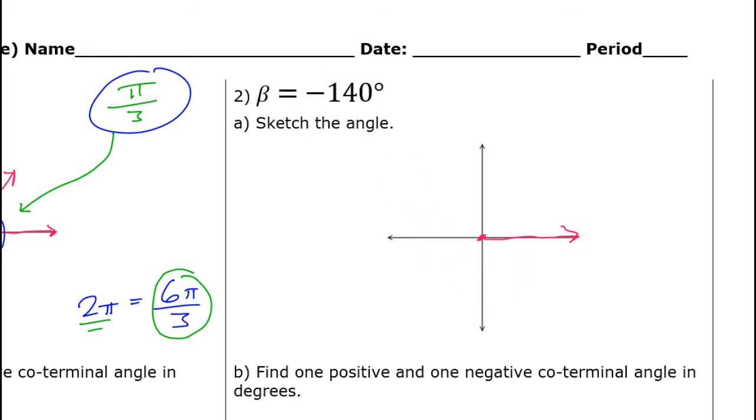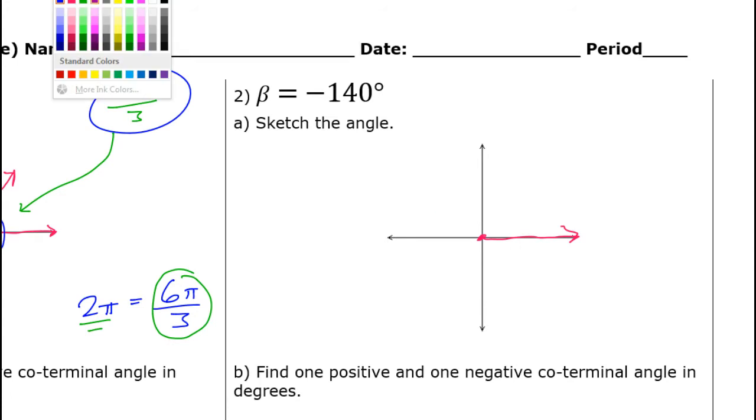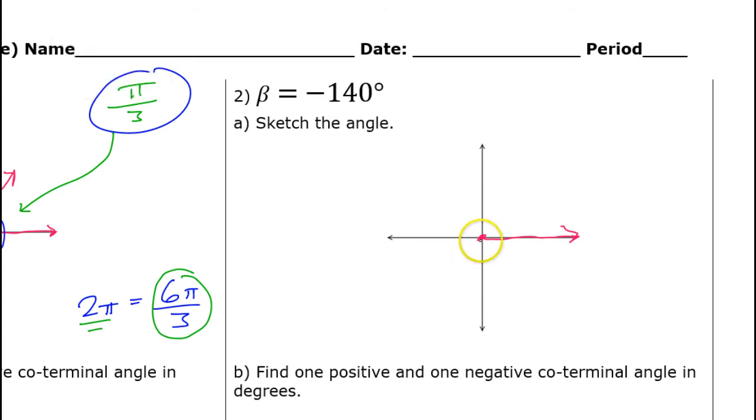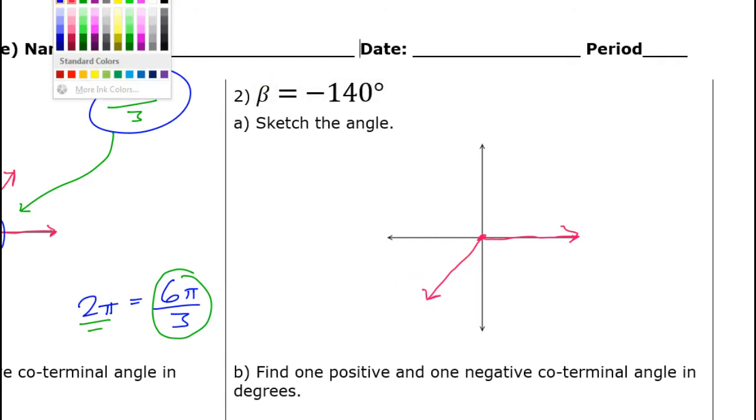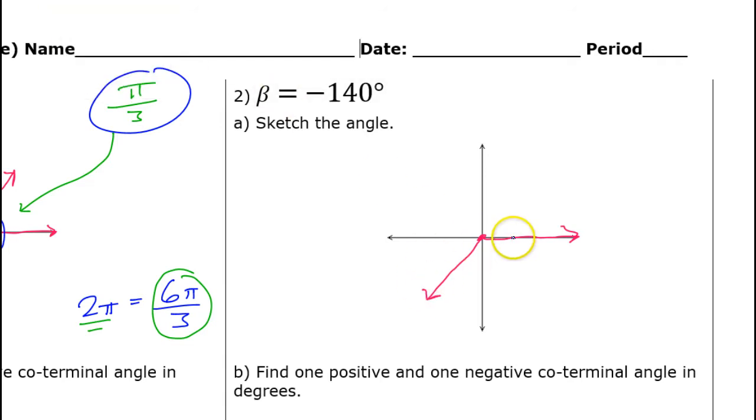So I'm just going to make sure that I put my angle in the third quadrant over here. Really anywhere over here is good enough for this sketch. So this is a decent sketch of negative 140 degrees. That's all there is to it.